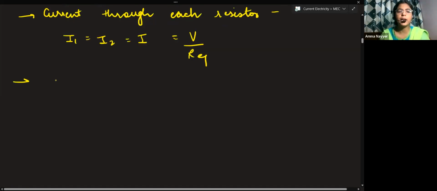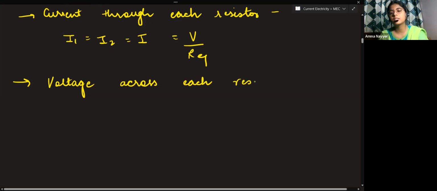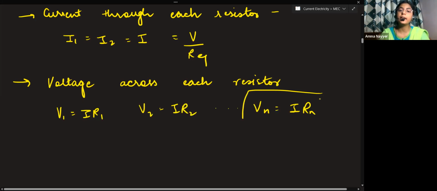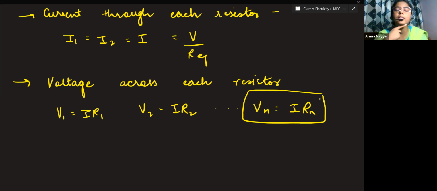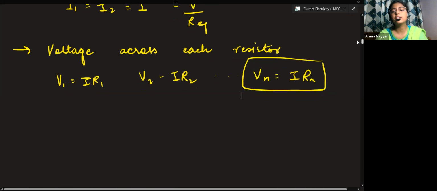So you can be asked to write the voltage across each resistor. V1 will be IR1, V2 will be equal to IR2, until Vn will be equal to IRn. This will be the formula. What is the total voltage of the circuit? That will be given to you. You can see whatever voltage is given. Apart from this, power can also be asked to calculate. Power's formula is I square R. The formula of power dissipated.